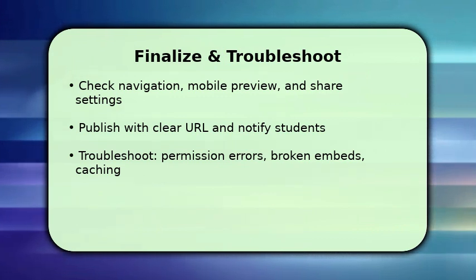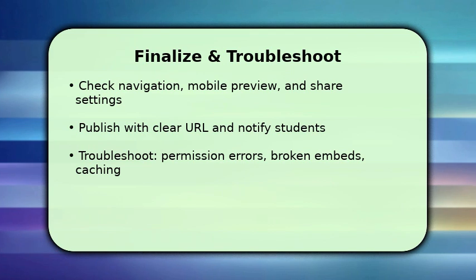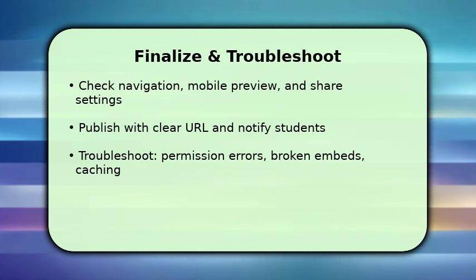If something goes wrong, first confirm file and folder permissions in Drive. Many issues are just restricted sharing. Next, clear cache or reopen the published URL to resolve stale embeds. If embedding fails, re-add with the correct link or use Drive's shareable link as a fallback.